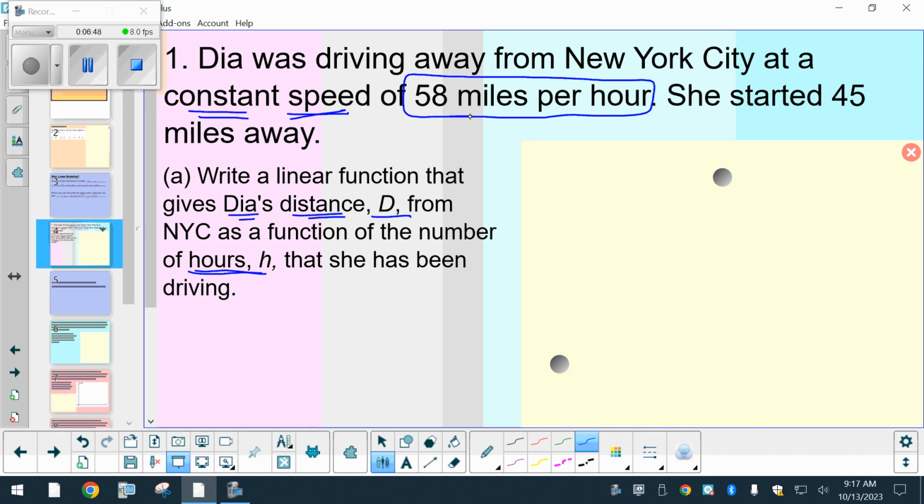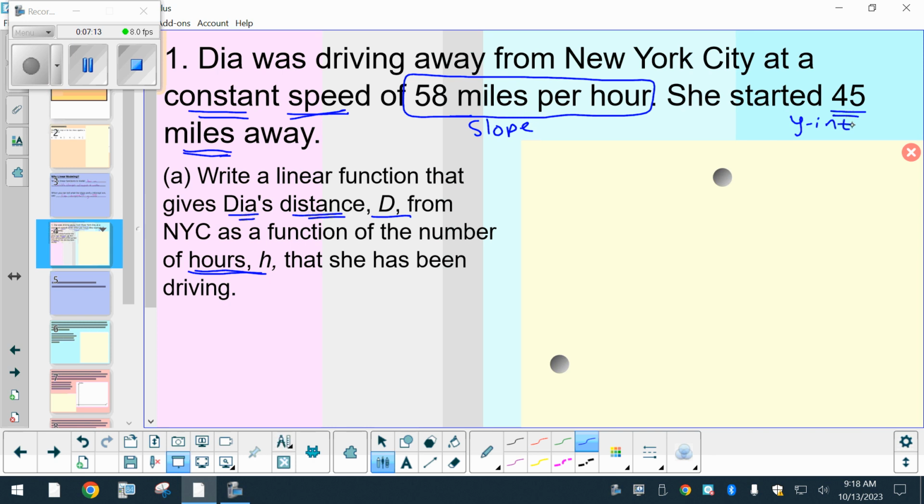The slope, right? This would be your slope. And then she started how many miles away? 45. Very good. So then, what do you think, Lily? I get H equals 58G plus 45. Would you say that at the beginning again? H equals 58G plus 45.